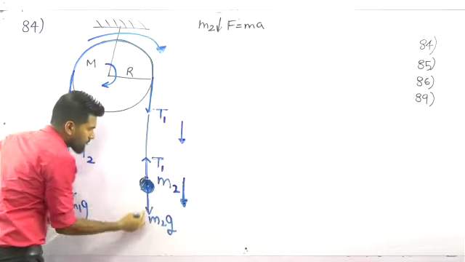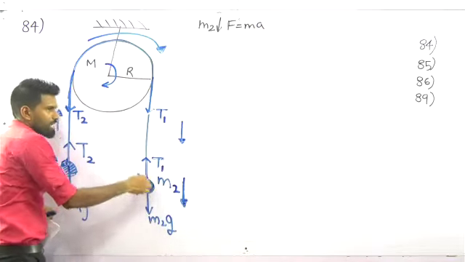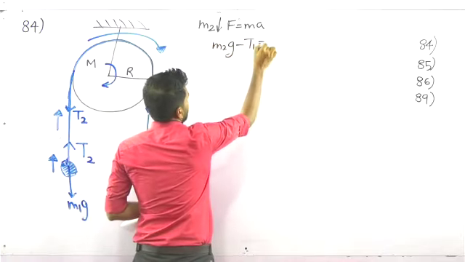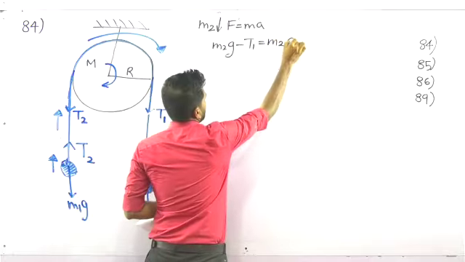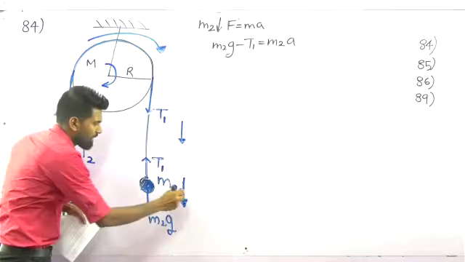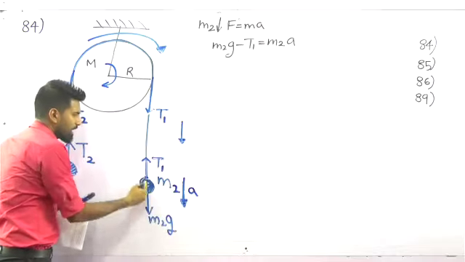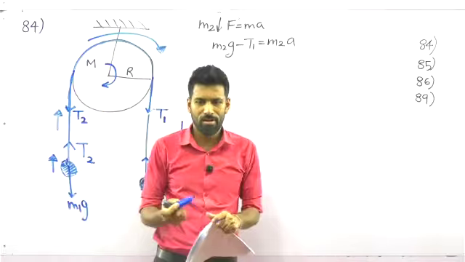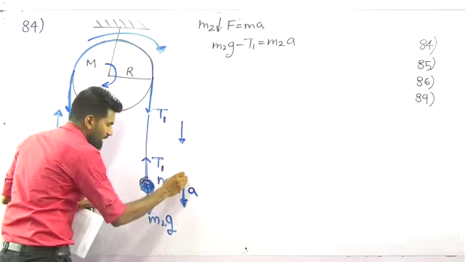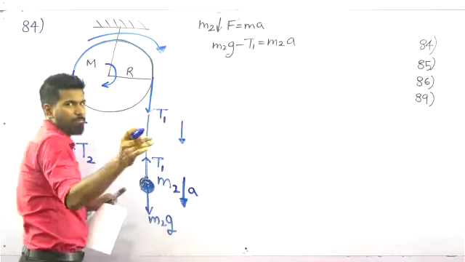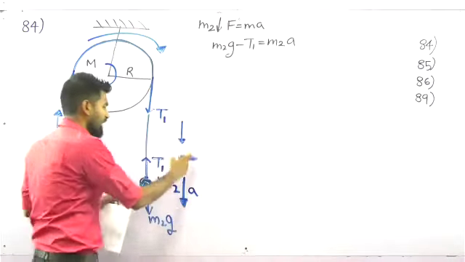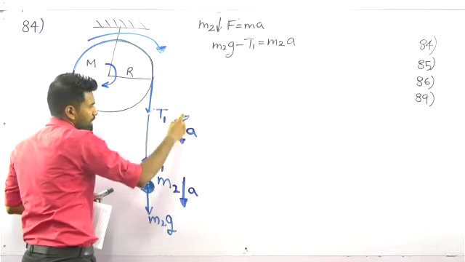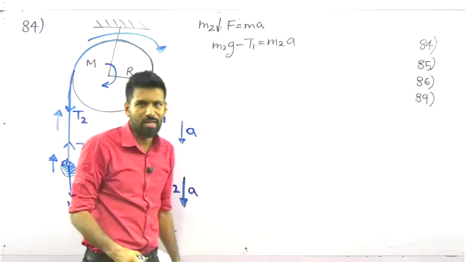Here, M2G minus T1 equals M2A, mass M2 with acceleration A. It's moving down with an acceleration A. M2G minus T1 equals M2A. Okay, now listen carefully again. For M2 to move down with an acceleration A, the string has to move down with the acceleration A.